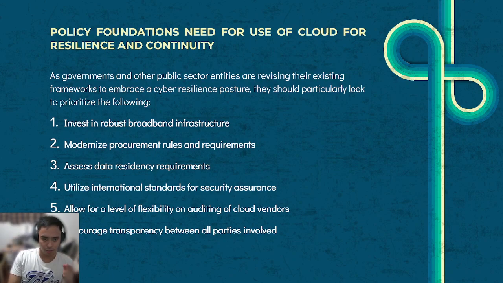As governments and other public sector entities are revisiting their existing frameworks to embrace a cyber resilience posture, they should particularly look to prioritize the following. First, invest in robust broadband infrastructure. Second, modernize procurement rules and requirements. Third, assess data residency requirements. Fourth, utilize international standards for security assurance. Fifth, allow for a level of flexibility and auditing of cloud vendors. And sixth, encourage transparency between all parties involved.